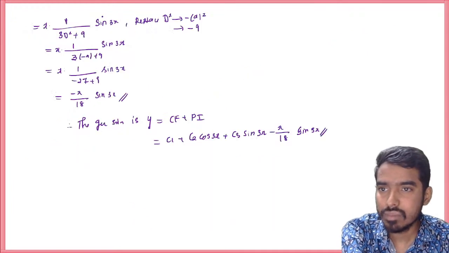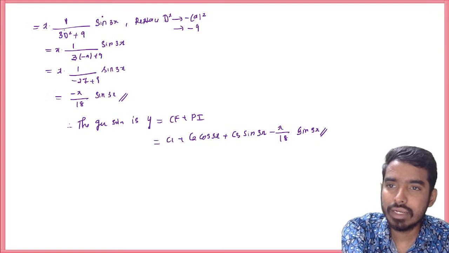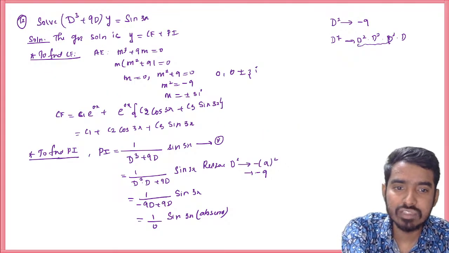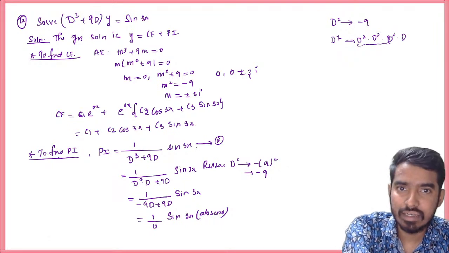Okay, we'll move on to the 13th problem. I think I'm getting my point across, right? So whatever the higher order may be, if you are replacing d square by a constant term, in the denominator you only have d and a constant term, right?